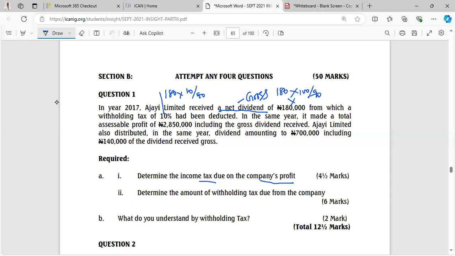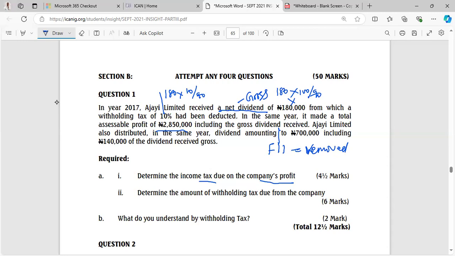In the same year, it made a total assessable profit of 2.850 million, which includes the gross dividend. So what is it telling you? The gross dividend is inside this. We'll need to remove that gross dividend, because dividend is called a franked investment income, and it has to be removed from gross before you get the tax.